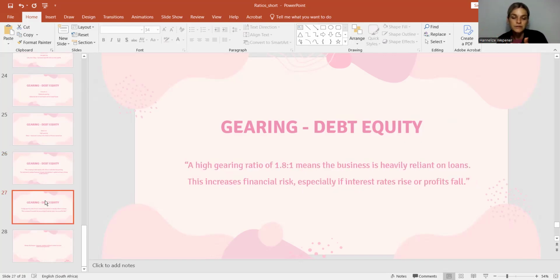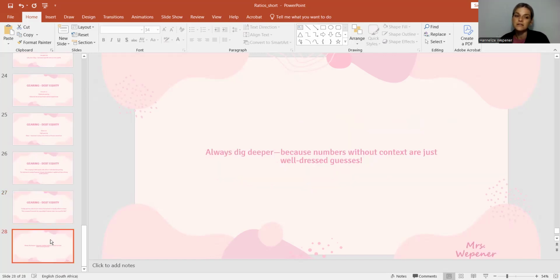So with the 1.8 to 1, that is extremely high. It means that for every 1 rand in shareholders' equity, you have 1 rand 80 cents in loans that you are relying on. So therefore, you are definitely a financial risk. And if you now try to get a new loan from a bank, you are most probably not going to be successful in doing so because you already have too much debt.